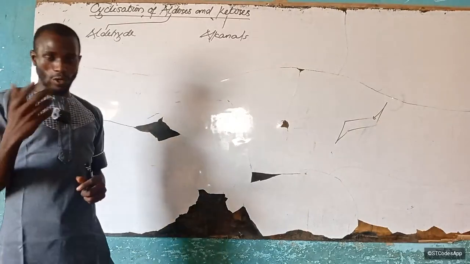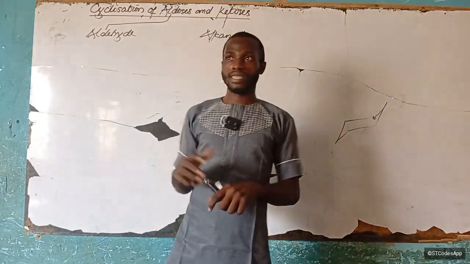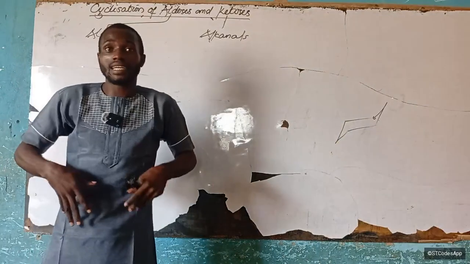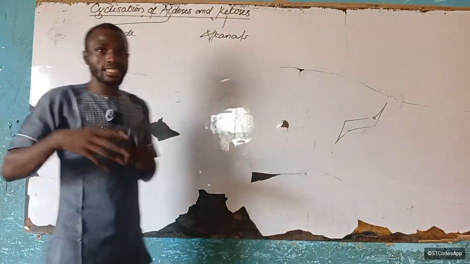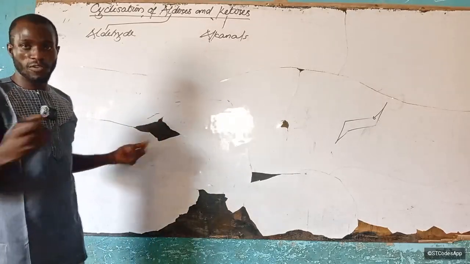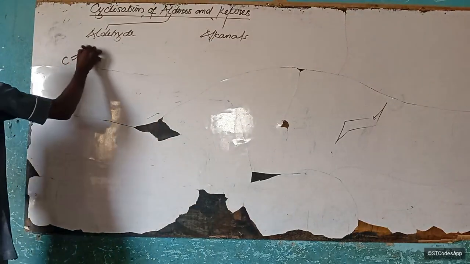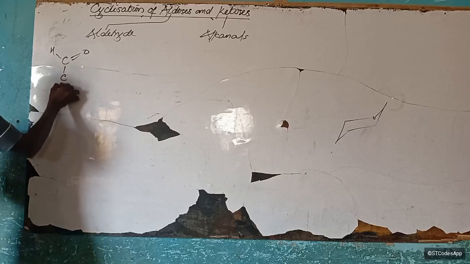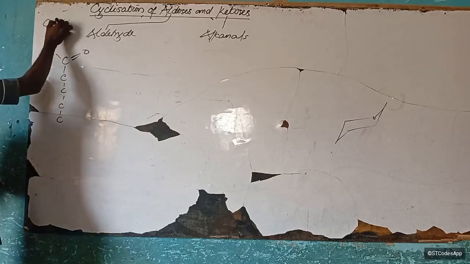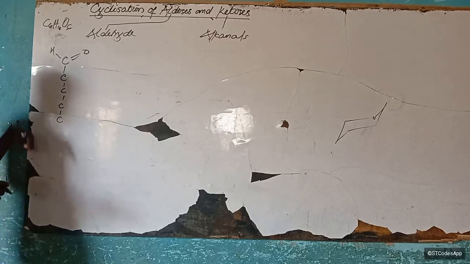Now, why do we need to study cyclization? It is because in real life, in physiological condition, that is, in the condition of the environment inside an organism, some molecules don't exist the way we draw them. So, for example, this is the structure of glucose. Glucose looks somewhat like this. It is a 6-carbon molecule, C6H12O6. This is the actual structure.